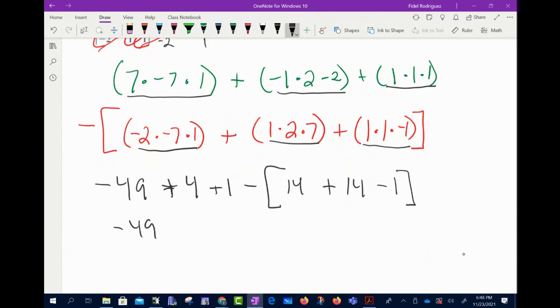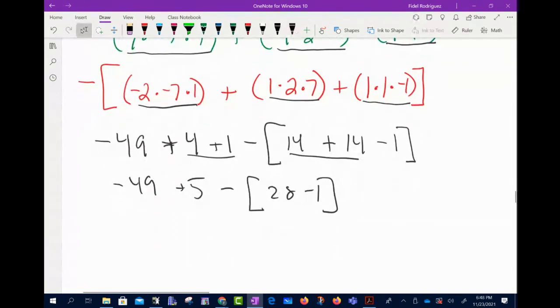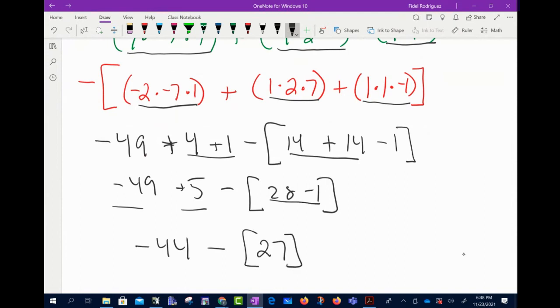So look, I have a negative 49. 1 plus 4 is a 5. Minus, let's see, 14 and 14 is 28. Minus 1. I'm almost done here. Let's see. Negative 49 and 5 is a minus 44. Minus, let's see, 28 minus 1 is 27.